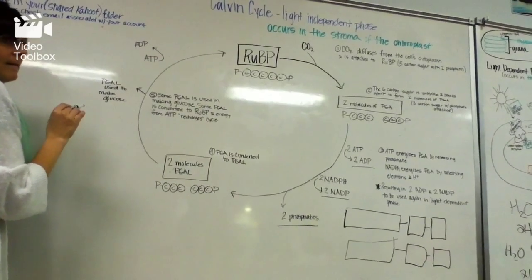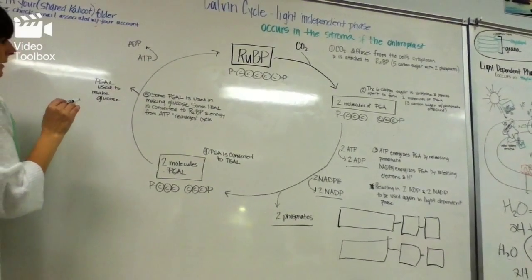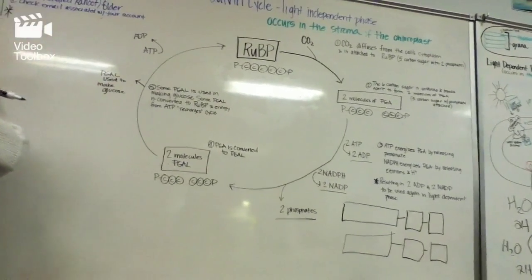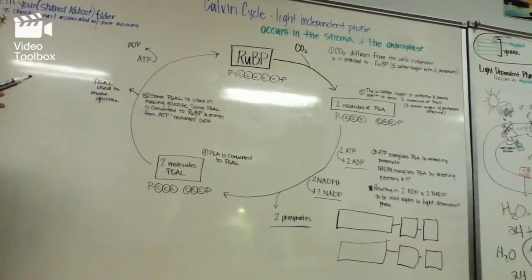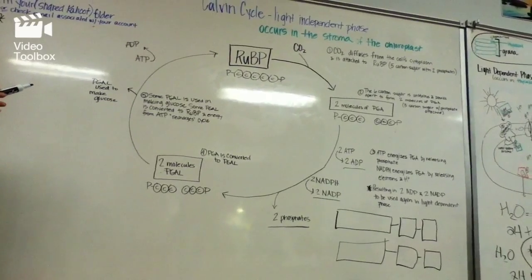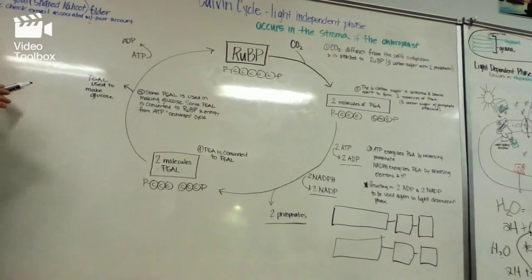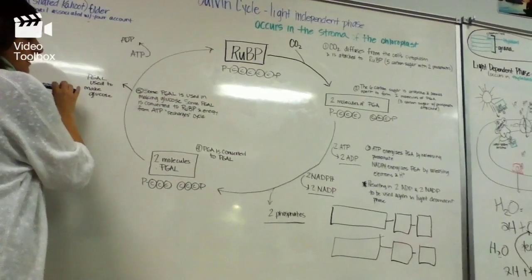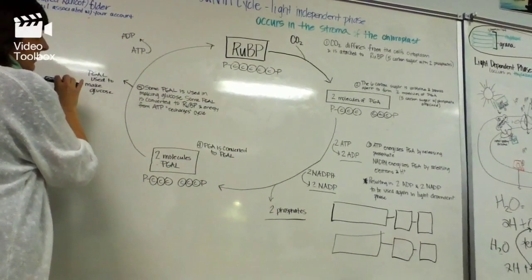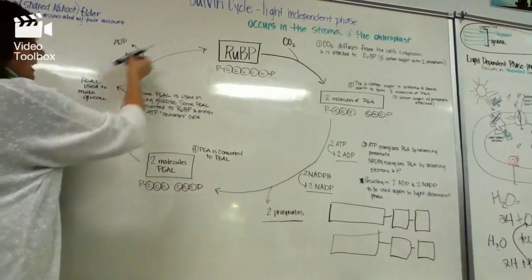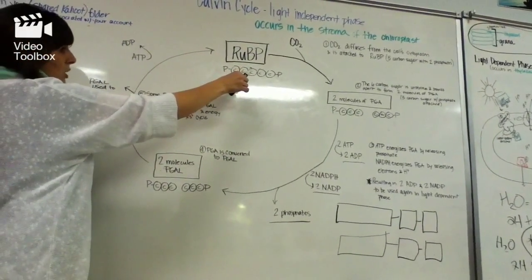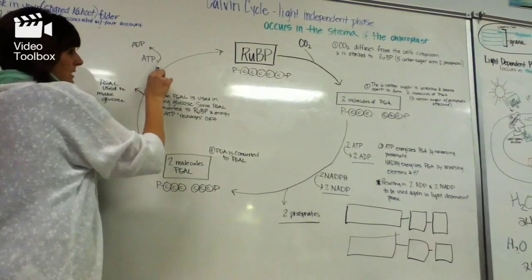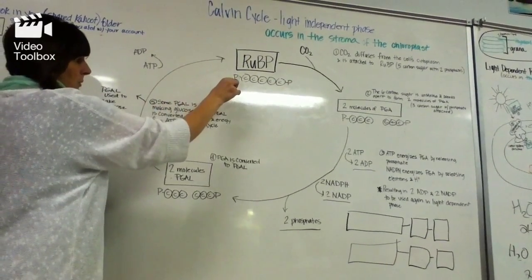Where does the glucose go after it's made? Does it ever run out? No. The glucose goes for plant energy, yes. So PGAL uses some of its energy to make glucose, and then it's given more energy. Some of it is sent out of the chloroplast. Some of it continues on this cycle and turns back into RUBP.